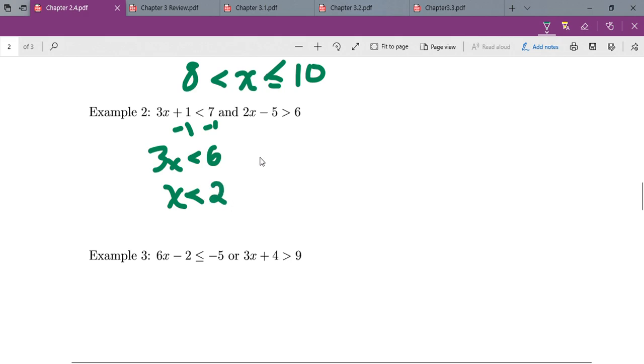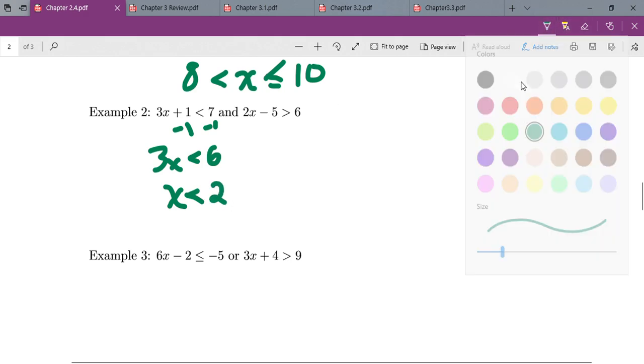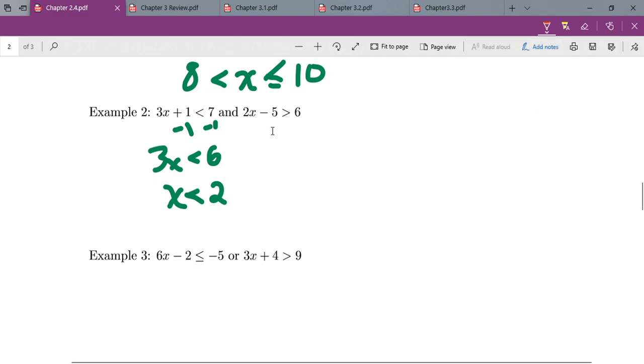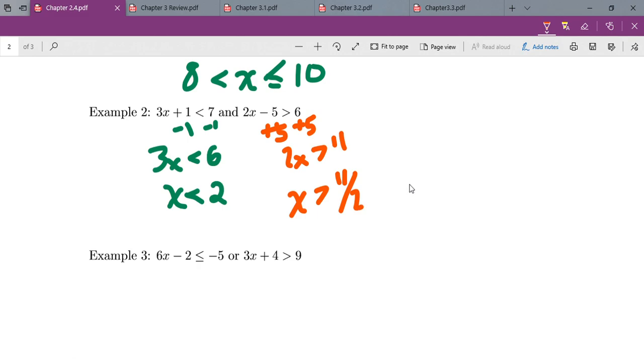Okay. Alright, now here, for the other piece, I'm going to add 5 so that 2x is greater than, let's see, 6 plus 5 is 11, so that x is greater than 11 over 2. Okay, so 11 over 2 is about the same thing as 5.5.